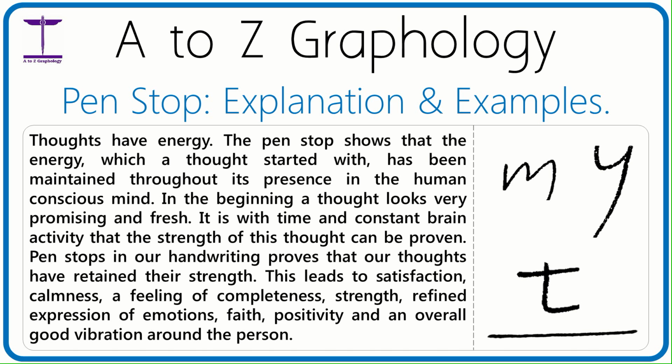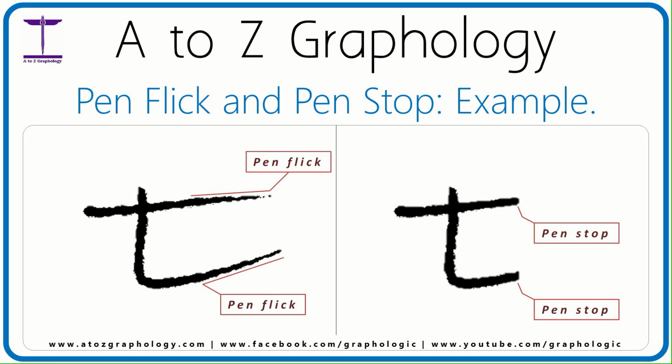Let's explain this with an example. We have two people here. One is John and one is Sam. John has pen flicks in his handwriting and Sam has mostly pen stop. In an example where John and Sam both fall sick, they both go to the same doctor, they both are prescribed the same medicine. The doctor tells them that they will be fine within a week. John has the medicine and Sam has the medicine.